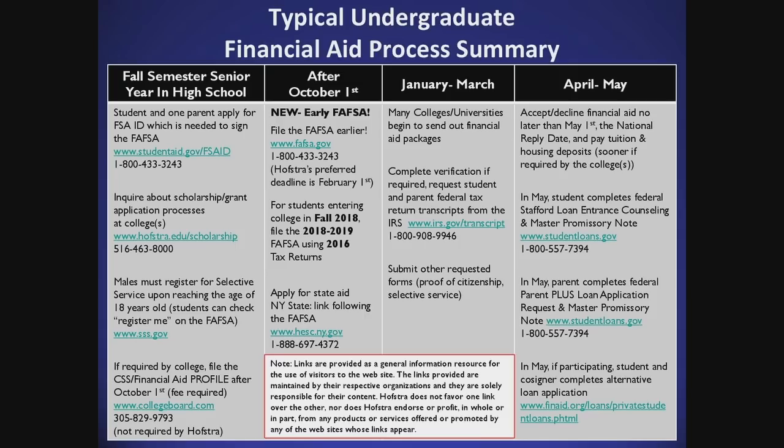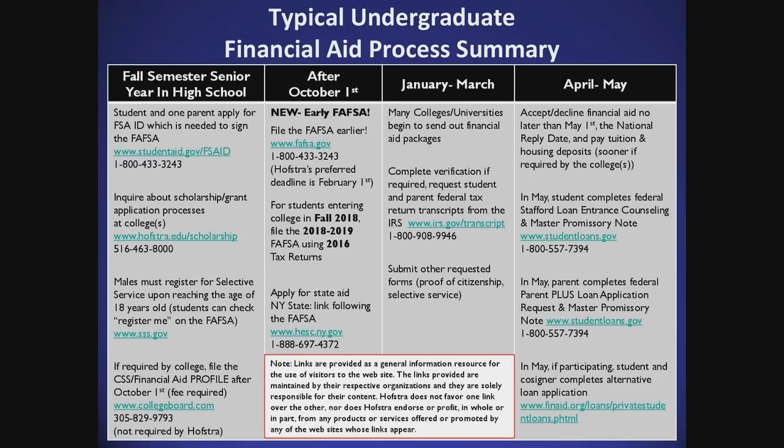Undergraduate financial aid summary process. This chart goes over the timeline for the financial aid process. So for the fall semester of your senior year in high school, please make sure a parent and student are creating an FSA ID. Begin to inquire about grants and scholarships as well as the college application process.